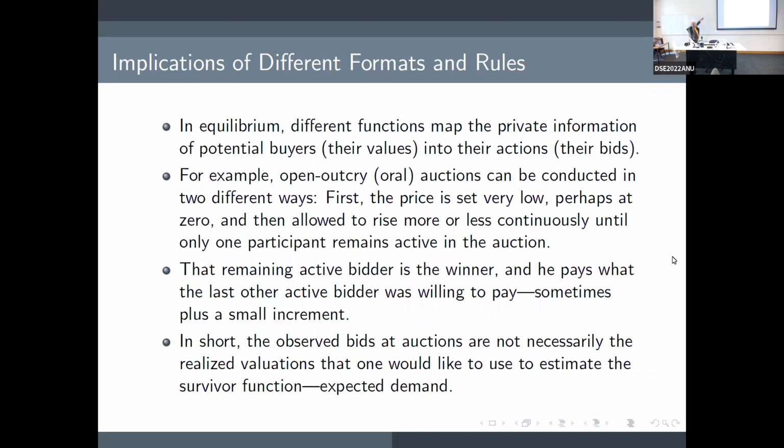So the main feature here is that in equilibrium, different functions map the private information of the potential bidders into their actions. So the things we're interested in are their types or their valuations, and we just get to see their actions. And there has to be some link, right? In general, you have this distribution G of B, and you can estimate it any way you like, non-parametrically, but without some link, there's no way to recover, to reverse engineer F of V from G of B.